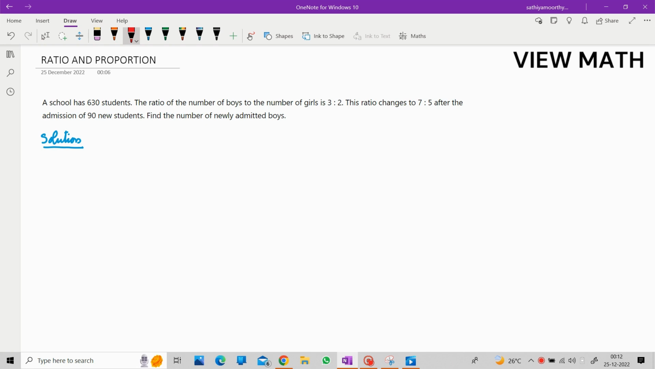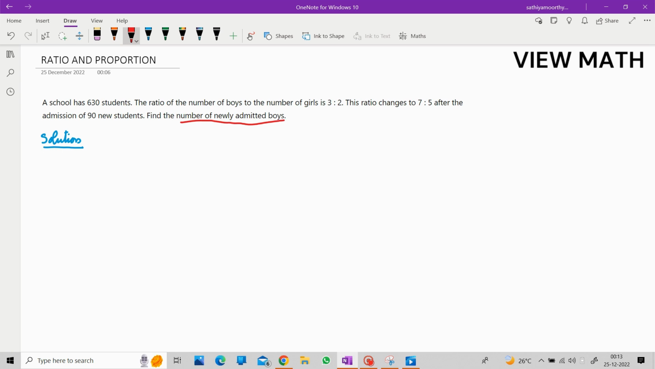So in a school there are 630 students. In that, the ratio of number of boys to number of girls is 3:2. Now the ratio changes to 7:5 after new admissions of 90 students. We don't know how many girls and how many boys are there. When you add 90 students to 630 students, the ratio of boys to girls is 7:5. So in this problem they are asking us to find the number of newly admitted boys.